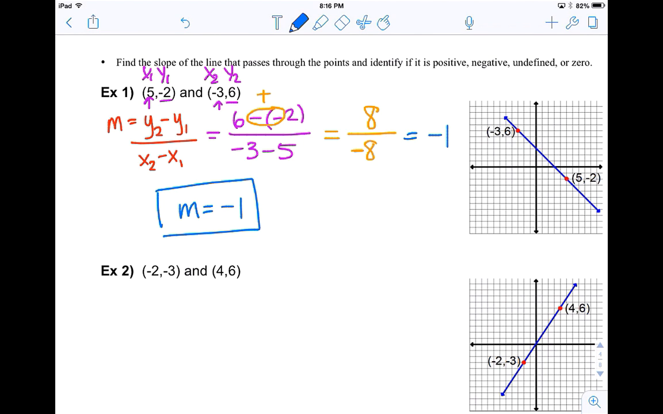Now there are going to be 4 types of slope we're going to talk about in the notes today, which are listed up here at the top: positive, negative, undefined, or 0. And each one of those depends on the number we get when we solve for m. So since we got negative 1 here, we know our slope is a negative slope. And we can see that in the graph over on the right because it's decreasing as we move left to right across the graph.